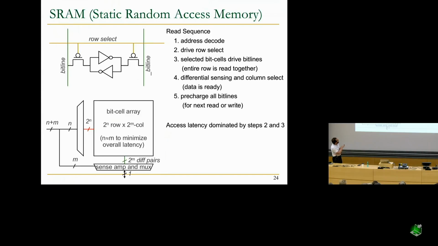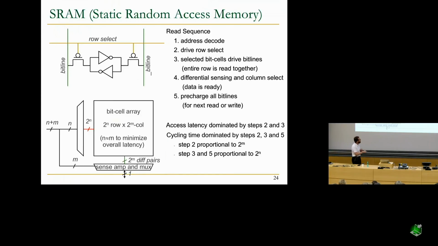Access latency is dominated by how fast you can decode, certainly, but also, if your array is large enough, how fast you can drive the rows and how fast your bit lines can provide the data into the sense amplifiers. So there is a long access latency because of these. And how long it takes to do the next access is called the cycling time. You do one access, you want to do another access, that's called cycling time. That's dominated by steps 2, 3, 5, because 5 is important to get the array into the shape such that it's ready for the next access. You need to prepare the array.